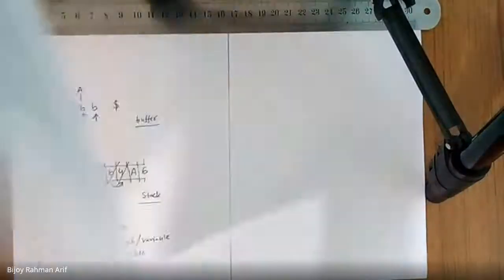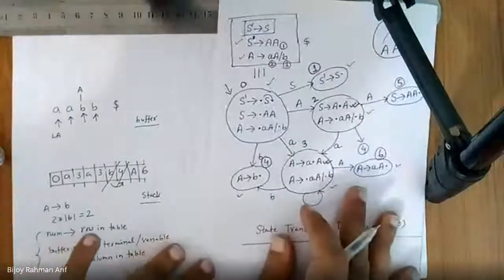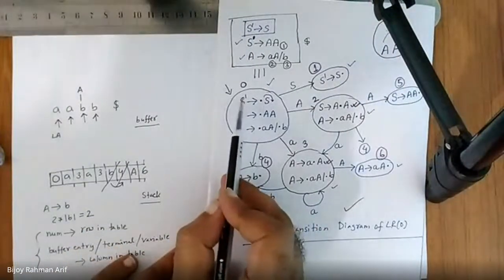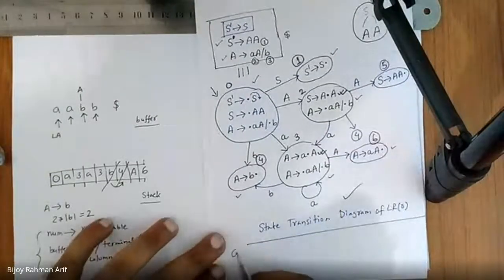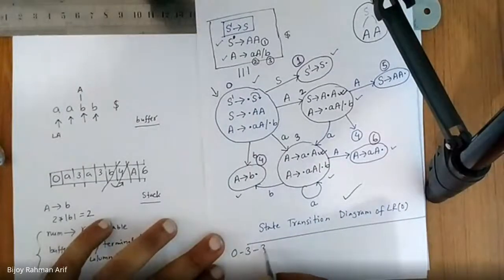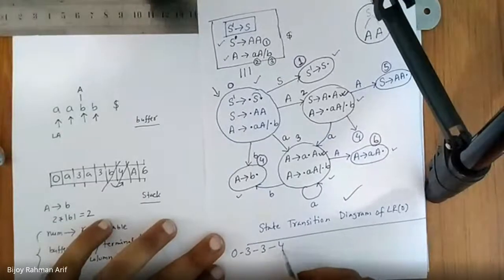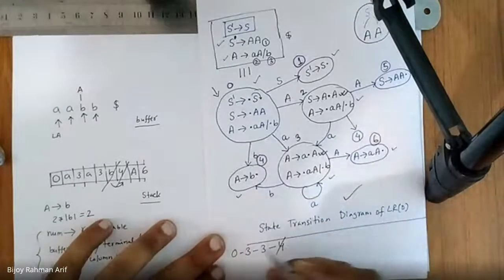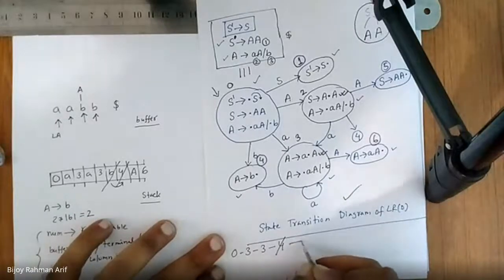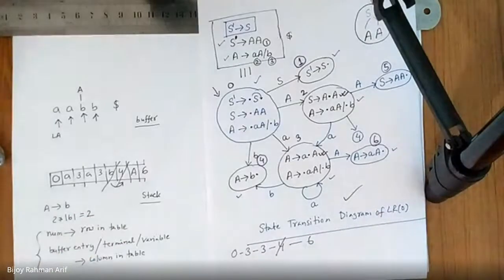So if you go to the diagram, what happens? It happens something like this. You go from 0 to A. So movement is like this: 0 to 3, then 3 to 3, then you go 3 to 4. Then again what happened? You come back from 4 to 3, then you go 3 to 6. Did you understand the movement in the transition table and diagram?